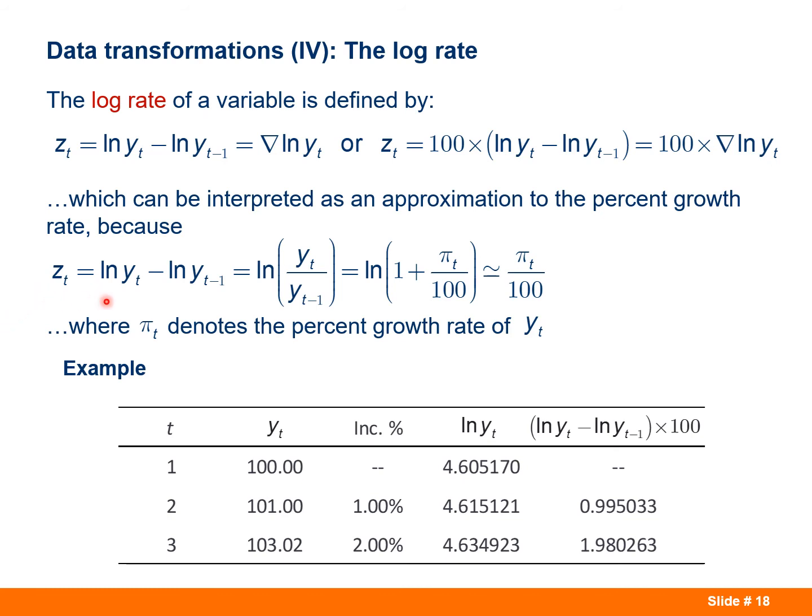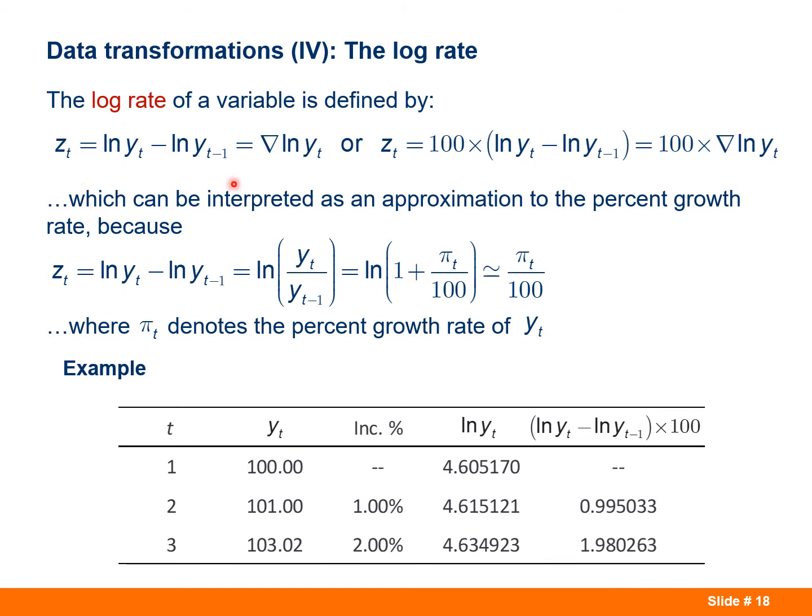If zt is log yt minus log yt minus 1, it will also be equal to log the ratio of yt divided by yt minus 1. Yt divided by yt minus 1 is 1 plus pt divided by 100, where pt is the percent growth rate of yt when moving from t minus 1 to t. And it can be immediately seen that this value, log of 1 plus pt divided by 100, is approximately equal to pt divided by 100.